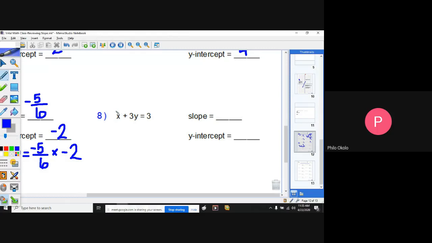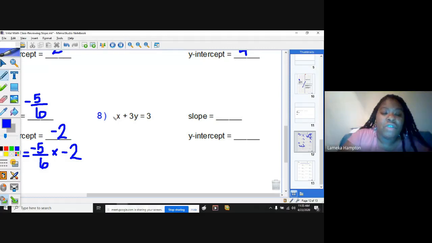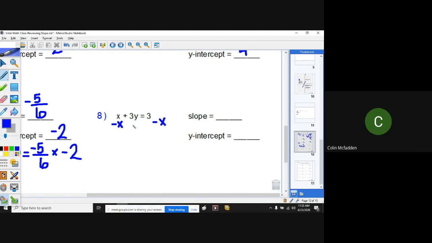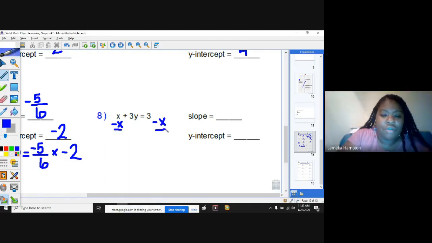So remember, I'm going to do the opposite of whatever this X is. Because this X is positive, I now have to make it a negative. So when I do that, I am going to be left with 3y. Right? 3y equals -x plus 3. All right. And what's next? What do I do next?